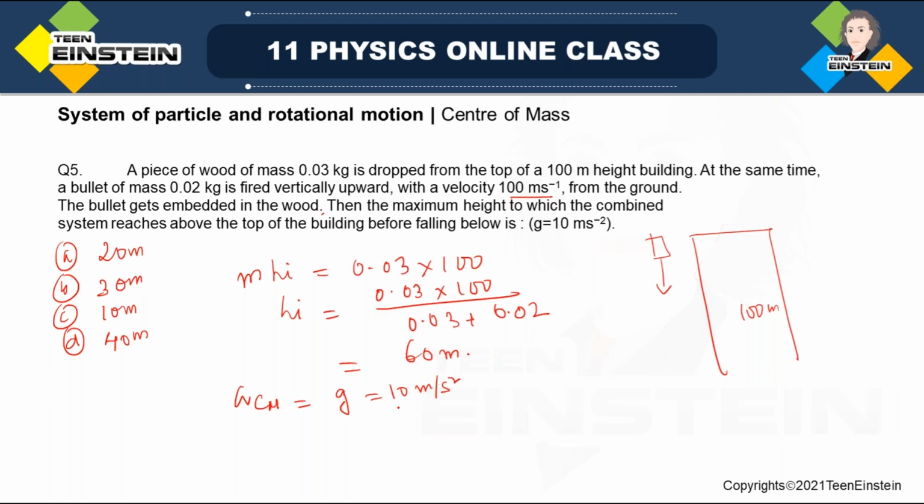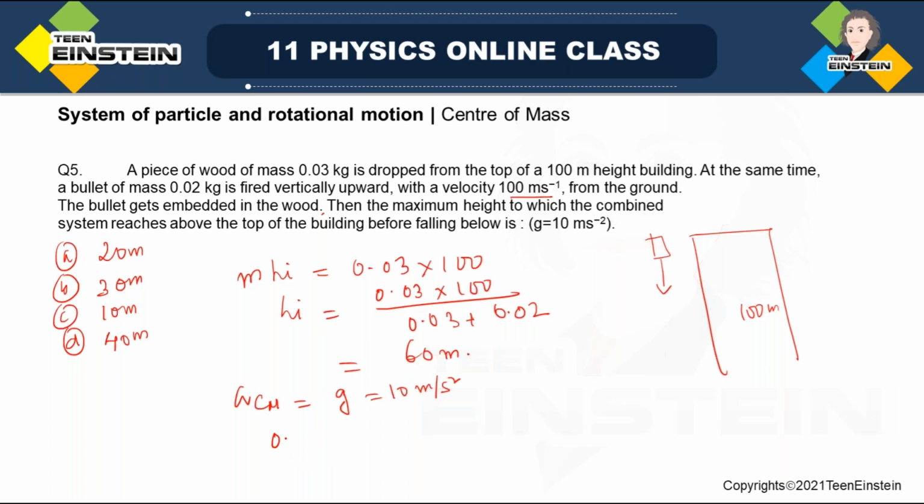This is the acceleration of the center of mass. Now, initial velocity of the center of mass, how do you calculate? From the conservation of momentum we can actually find out. So initial velocity, let us take u. Okay, let us take the initial velocity to be u.